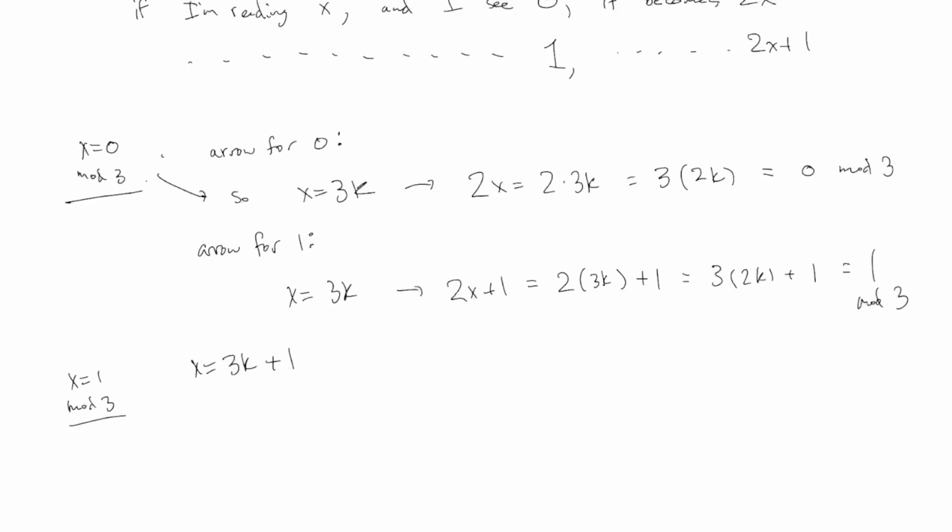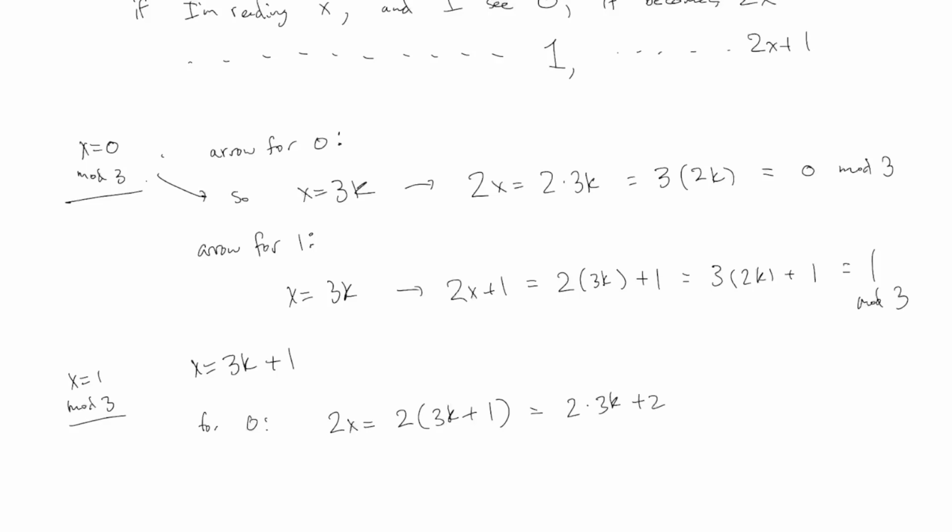And then think about what happens when I do the arrow for 0. It turns into 2x, which is 2 times (3k plus 1). Make sure you put those parentheses in there. I know there are some parentheses haters out there, but it really matters in an example like this. We should distribute the 2. I'm trying to simplify this to see what the leftover bit is. Distribute the 2, it becomes 2 times 3k plus 2.